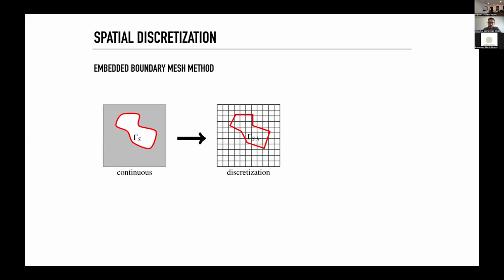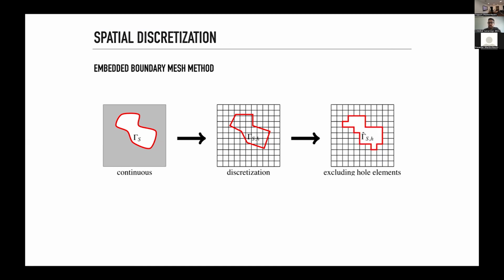As I already said, one of the keys of this embedded boundary method is that the discretization of the fluid doesn't take into account the discretization of the solid, as you can see in this square here. So at the end, what we have to do is remove, as you can see here, the elements of the fluid that we will consider as part of the solid. Now, on this red line that I'm pointing to, we have to impose the velocity of the solid.